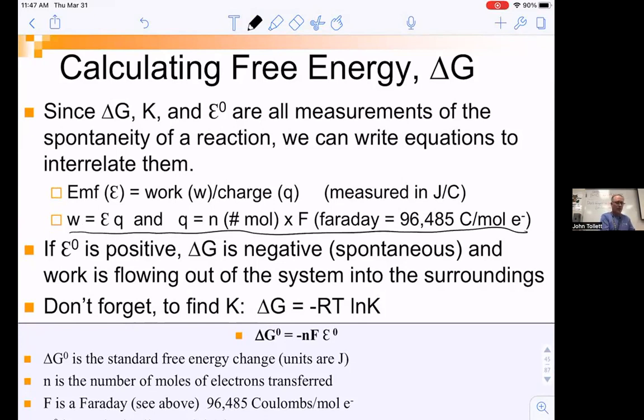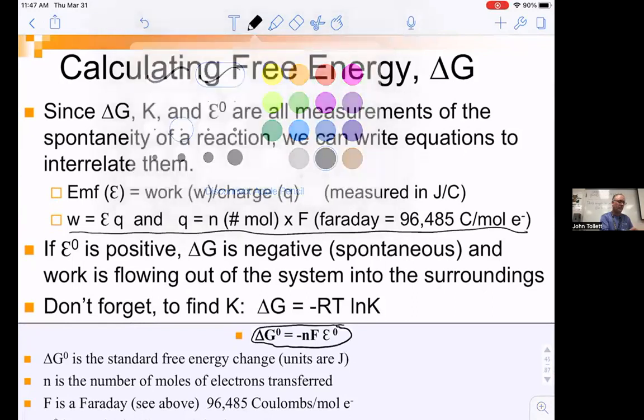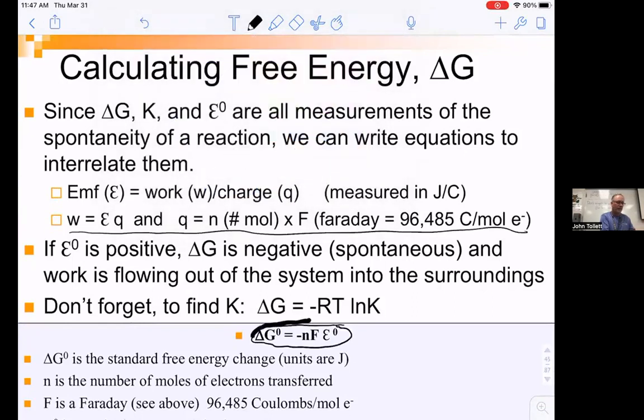While I'm not going to derive the formula for you, it is given to you on your formula chart. I'm circling it down there on the bottom. Probably need to make that a little bit larger. All right, so delta G equals negative NFE.